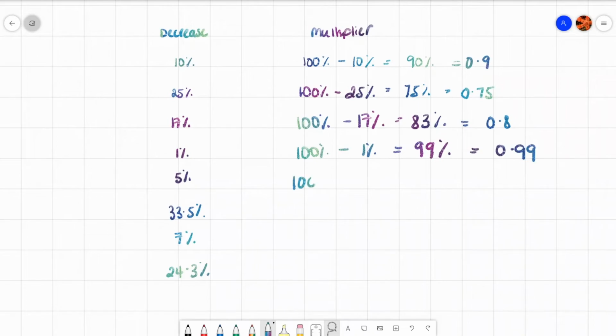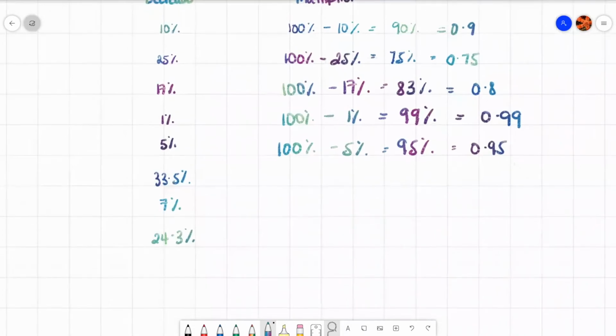5%, so again, 100%, take away 5%, you are left with 95%. So what's 95% as a decimal? 0.95. Let's have a look at using decimals. It works exactly the same way. So we'll do 100%, take away 33.5%.